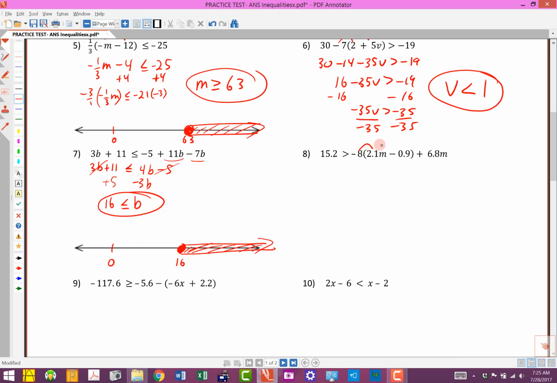Okay, distribute through here, more simplification. You'll notice that we've got some decimals on this. So let's see, I believe that's 16.8m. And when we multiply here, that's going to be a positive, and if you stop and think about that for a second, 8 times 9, 72, so this is going to be 7.2, and that's a positive, and then we've got that positive 6.8m.